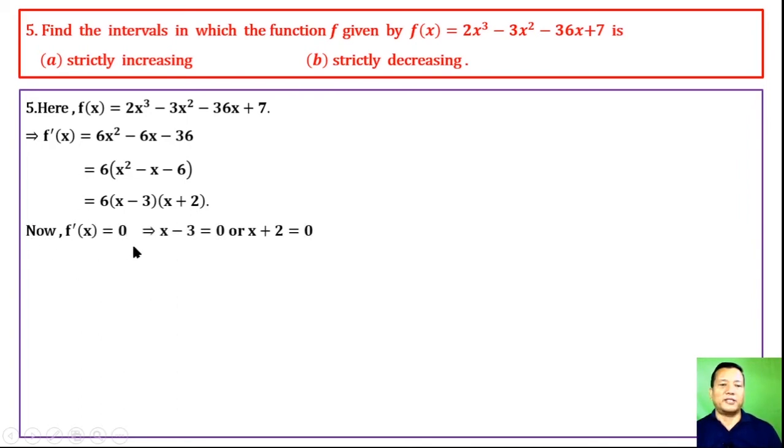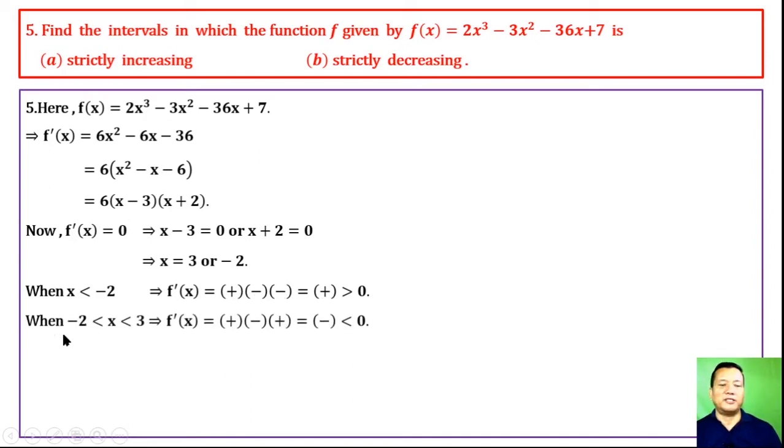Now f dash x equal to 0. We have to put f dash x equal to 0, and solving we get x equal to 3 or minus 2. The number line is divided by these two numbers into 3 domains. When x is a number less than minus 2 in the above f dash x, we get this is plus, this is minus, this is also minus. The product of these three numbers is always positive, greater than 0.